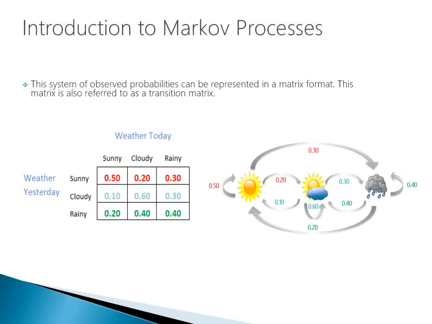This system of observed probabilities can be represented in a matrix format. This matrix is also referred to as a transition matrix. So we can take our Markov process, which we had just modeled, and we see on the right-hand side, and I can just represent that in a matrix. And we see on the left-hand side, we have our weather of yesterday versus our weather patterns that we see today. And we see the corresponding values put in the matrix in the correct locations.